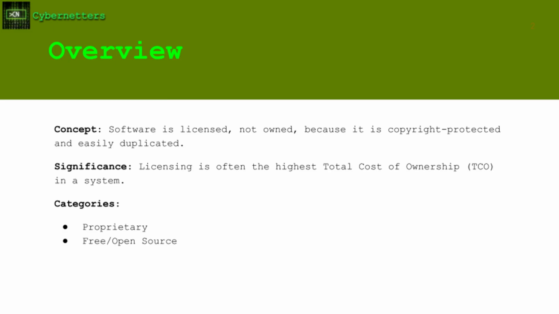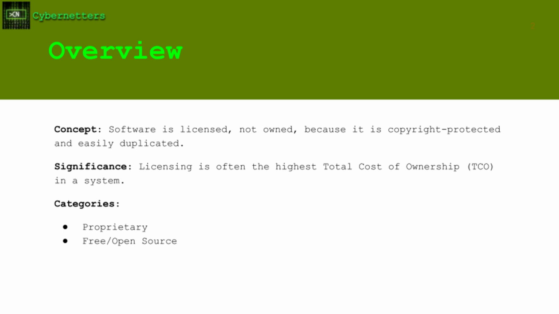Alright, let's get into the basics of software licensing. Here's something interesting. When you get software, you don't actually own it. Instead, you're licensed to use it. Why? Because software is protected by copyright laws and can be copied easily. Think of it like a library book. When you borrow a book, you don't own it. You're allowed to read it for a while, and there are rules about how you can use it. That is the same idea with software licensing.